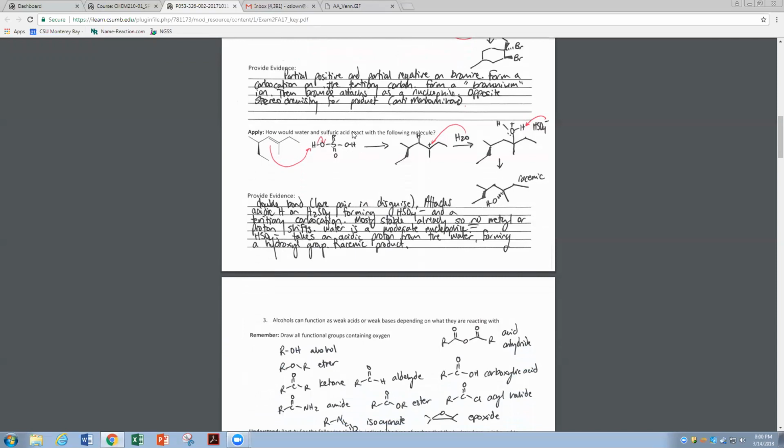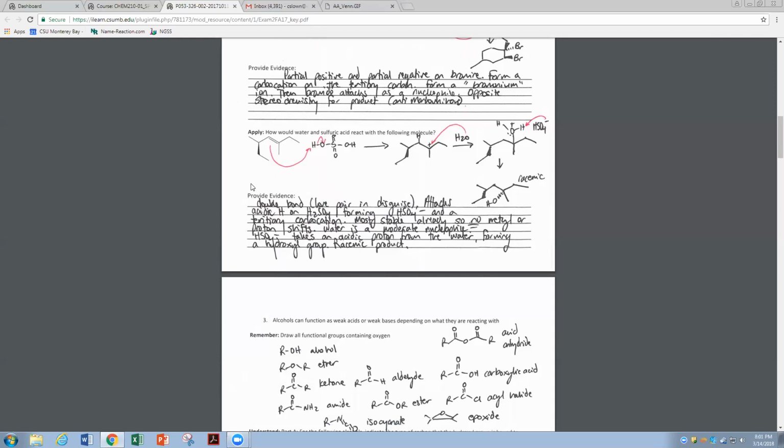And so if I think about another mechanism, in this case, this is the apply question: how do water and sulfuric acid react with the following molecule? The first thing I have to think about is that my sulfuric acid is going to be my electrophile. My double bond is my nucleophile. It's going to take that hydrogen. Then I'm forming a carbocation, and it's water that attacks that carbocation. Finally, my HSO4 minus acts as a base to pull off the acidic proton, and that is going to generate a racemic product.